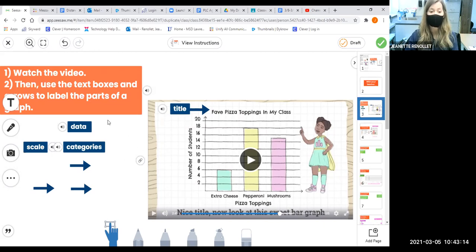Next, we can do data. Data is the information inside the graph. So I'm going to drag the word data to the middle of the graph. Then I'm going to drag an arrow and I'm going to point at one of the bars. Data is the information inside the graph. Do that now.